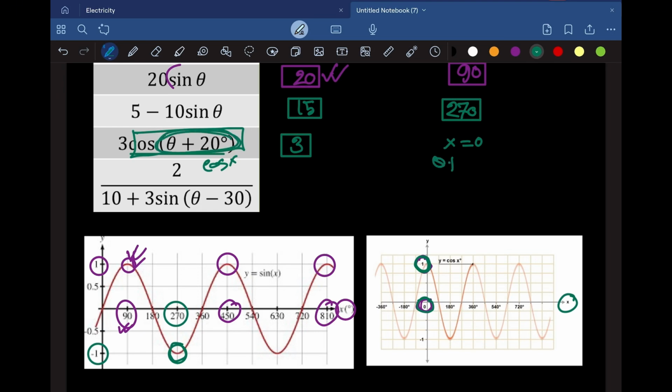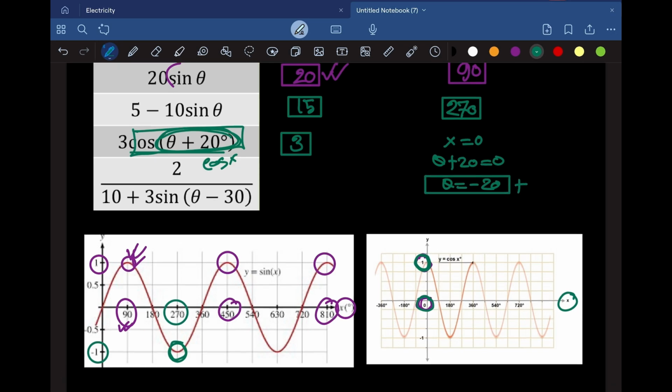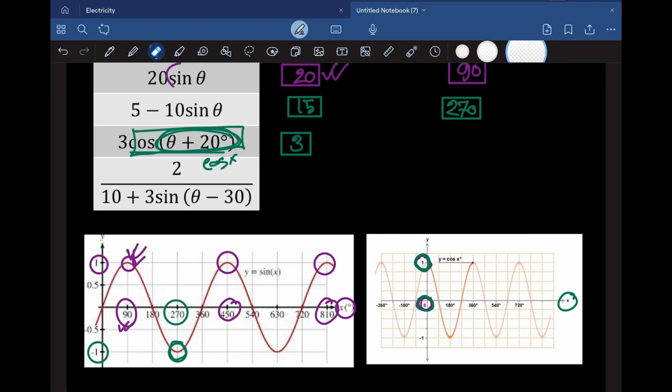So we can write theta plus 20 is equal to 0, which can be written as theta is equal to minus 20. But we cannot take a negative value. So if we get a negative value, we will keep adding 360 to it until it becomes a positive value. So now the positive value becomes 340. So this 340 is actually our correct answer. Okay, so these are some of the exceptions in different maths.